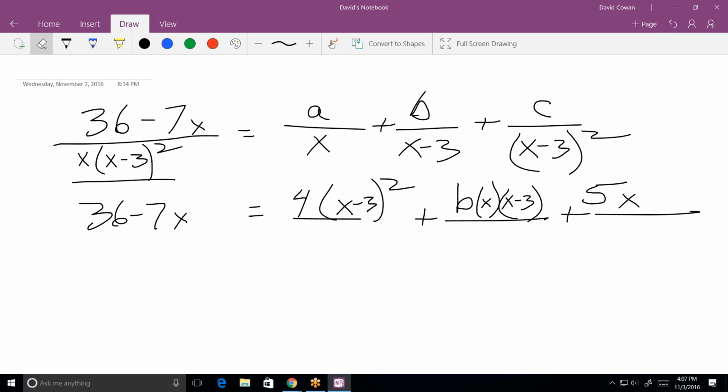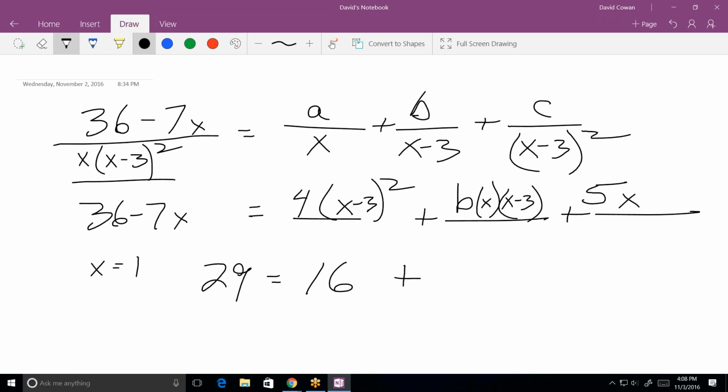I think we can make up any other number. Yeah, in other words, I can make up any value I want for x other than 3 and 0. Substitute it, and there's only going to be one variable, b. So let's let x equal 1. The left side will be 36 minus 7, 29. The right side will be minus 2 squared, which is 4 times 4, 16, 16.